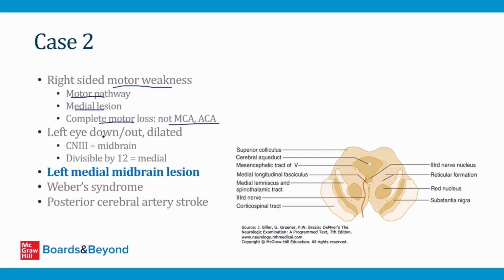The question also describes the left eye being down and out and dilated. This is a cranial nerve 3 lesion. Cranial nerve 3 is one of the 4 cranial nerves found above the pons in the midbrain. So this is a midbrain lesion. And also cranial nerve 3 is divisible evenly by 12, so we know it's a medial lesion. So this man has a left medial midbrain lesion. And the clinical syndrome that causes left medial midbrain problems is Weber syndrome, which I talk about in the brainstem video. And it's caused by ischemia in the blood supply to the midbrain, which is all through the posterior cerebral artery. So a stroke of this vessel could have caused this presentation.